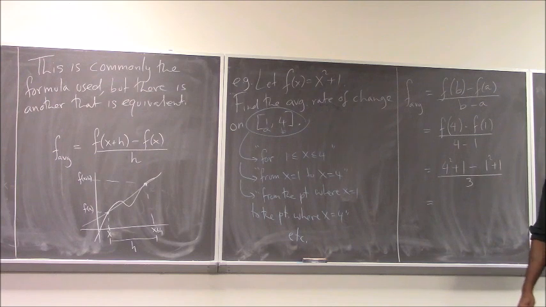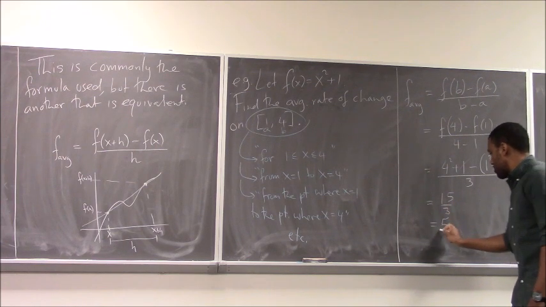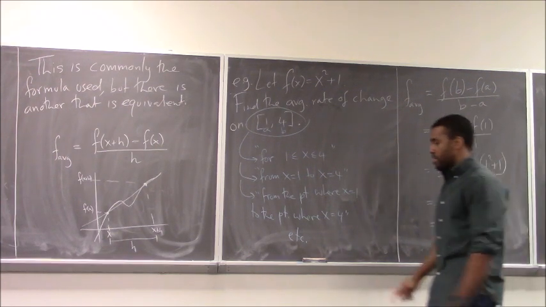It's not okay. What's missing? Parentheses. Okay, so now it's okay. 1 minus 1, so you have 16 minus 1, that's 15. So this gives us 15 over 3, which gives us 5. And what does that number 5 mean?